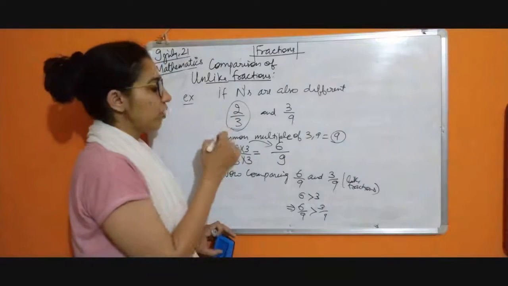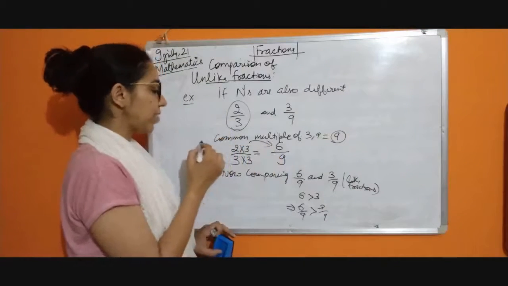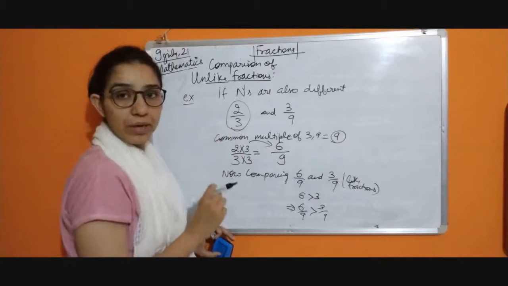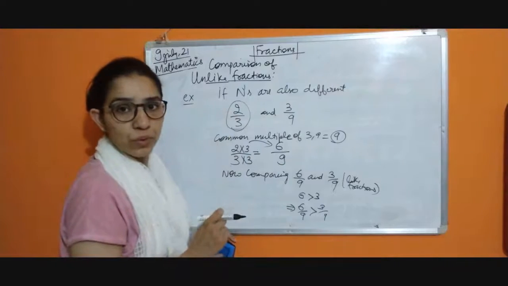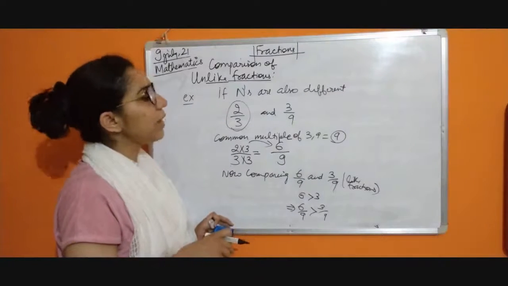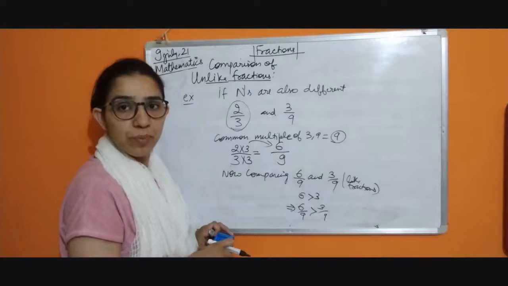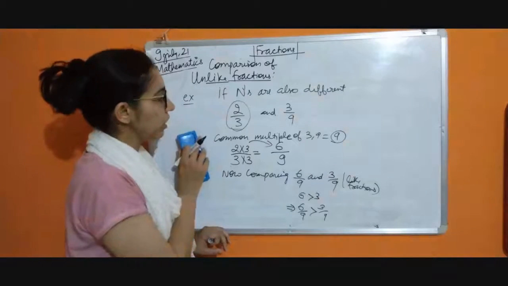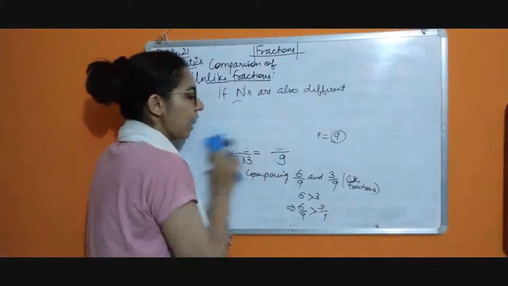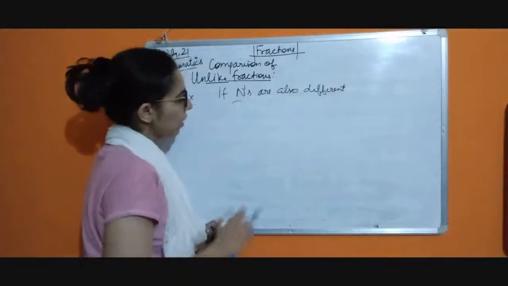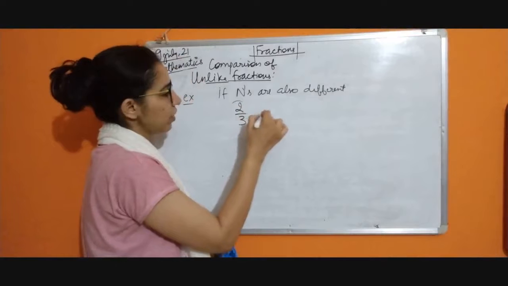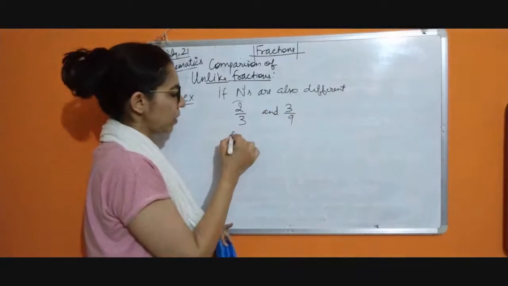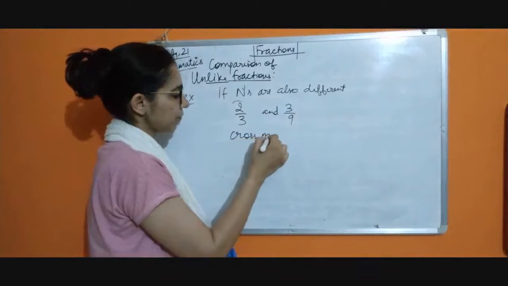You will find the common multiple. It can be the least common multiple also, and you can take a common multiple of your choice also. The second method is going to be the cross multiplication method, which is a bit easier to deal with. Suppose we have the same numbers. I am going to take the same fractions, 2 by 3 and 3 by 9. So what does cross multiplication mean? Cross multiplication.